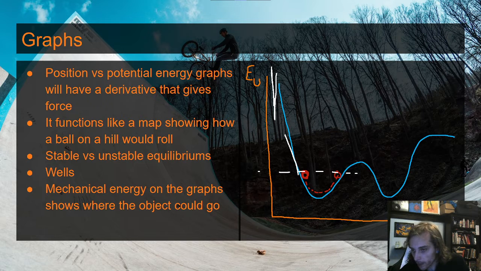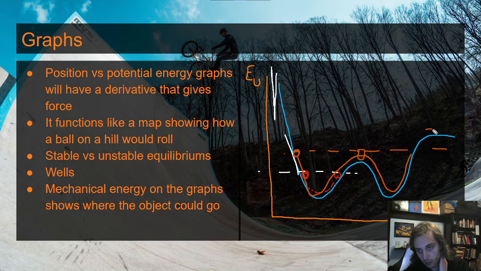So if I have an object that starts here, that object will have a potential energy at rest. That object will have a mechanical energy that goes up to that dotted line. And so the object would be able to make it far enough to go over this hill, but wouldn't be able to make it far enough to go over this location. And it would just alternate back and forth between those things.